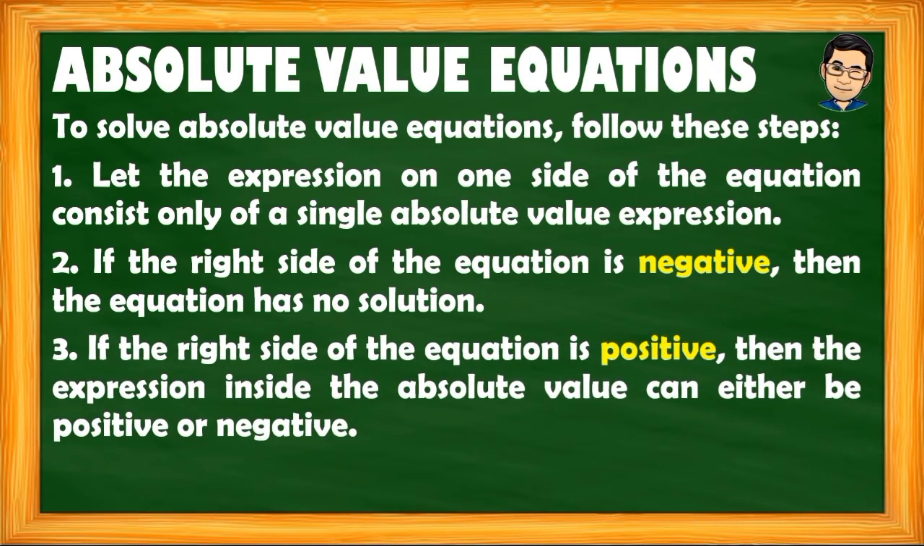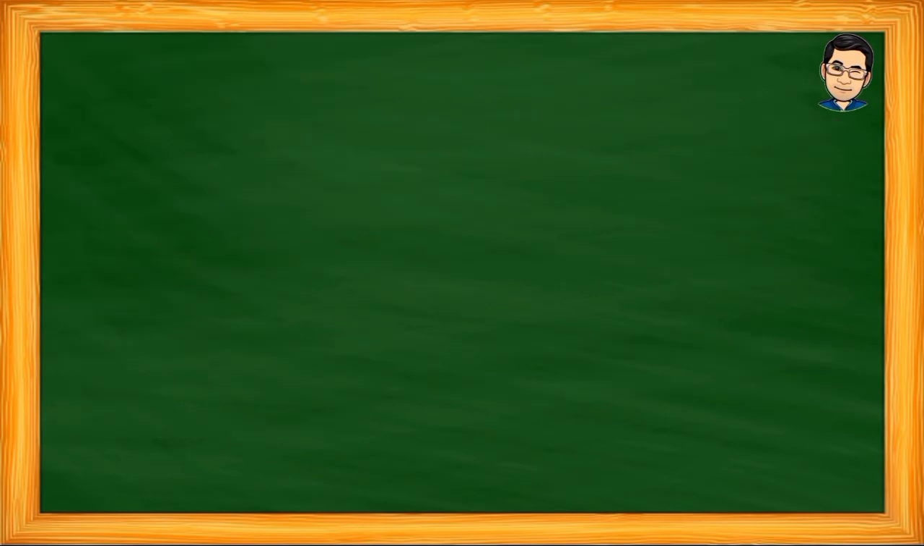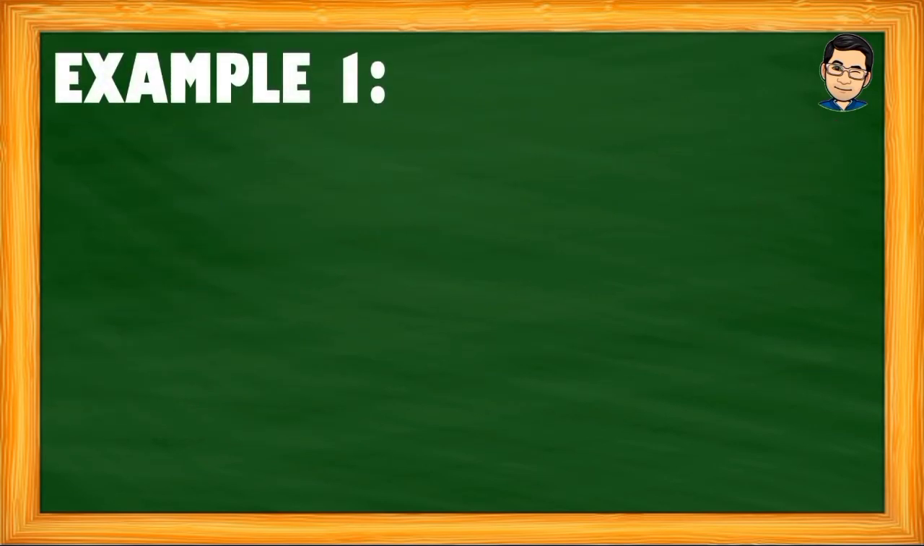On the other hand, if the right side of the equation is positive, then the expression inside the absolute value can either be positive or negative. Okay, so kapag yung right side natin hindi po siya negative, it's positive. Therefore, we can say that the given equation has solution. So, yung solution niya, it's either positive or negative. So let's have the first example.